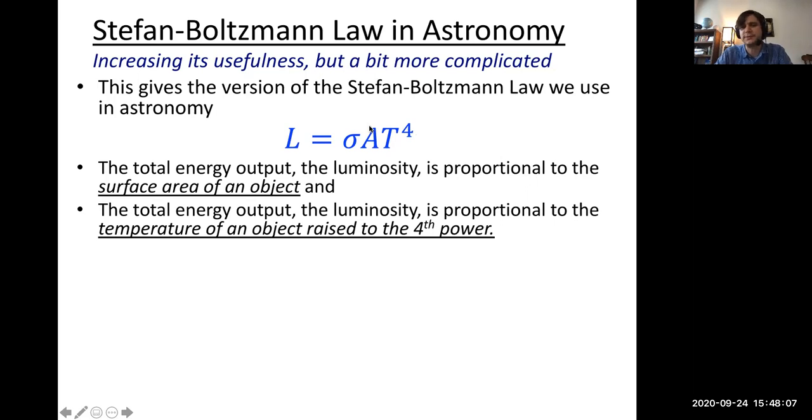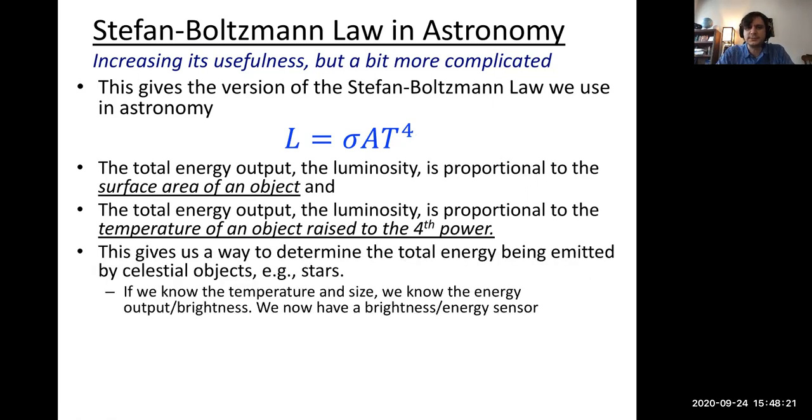And then we have our normal Stefan Boltzmann, the light version. Total energy output, the luminosity, is also proportional to the temperature of the object raised to the fourth power. That's everything we just talked about put into a single awesome equation. This gives us a way to determine the total energy being emitted by celestial objects like stars and planets. If you know the temperature and you know the size, then we can calculate the total energy output. We can get a measurement of how truly bright an object is. Which means that all of this work has given us a new measurement tool for the universe.